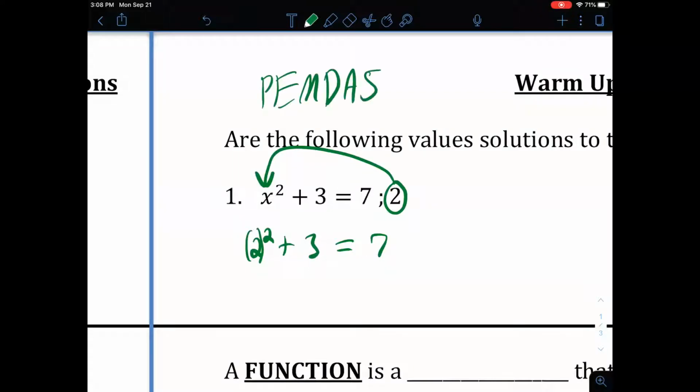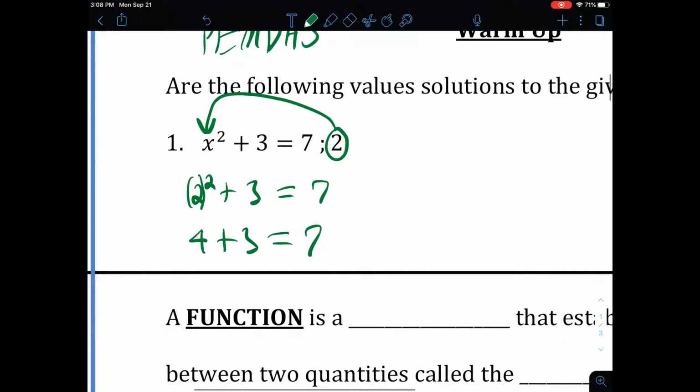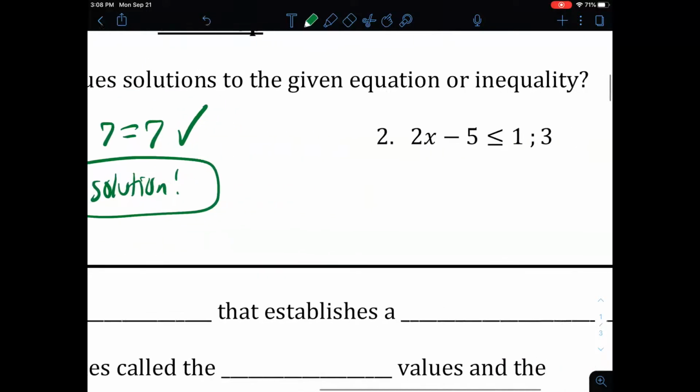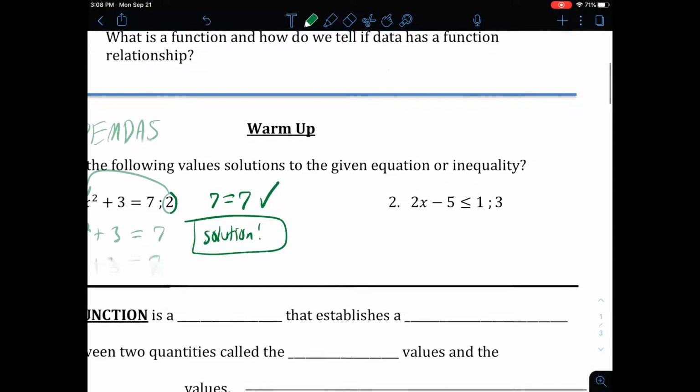Exponents come first. 2 squared is going to be 4, plus 3 equals 7. And what's 4 plus 3? Does 7 equal 7? What do you guys think? It does. Is this a solution or no? This is a solution because it's true. Okay, just a throwback to the last couple chapters here.